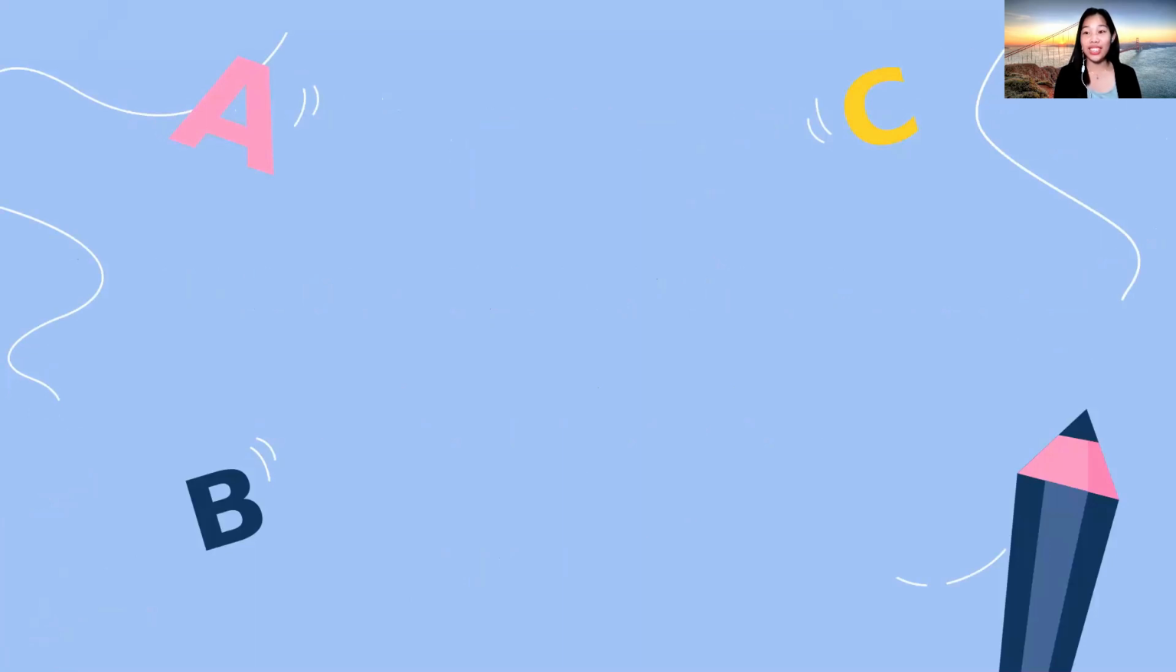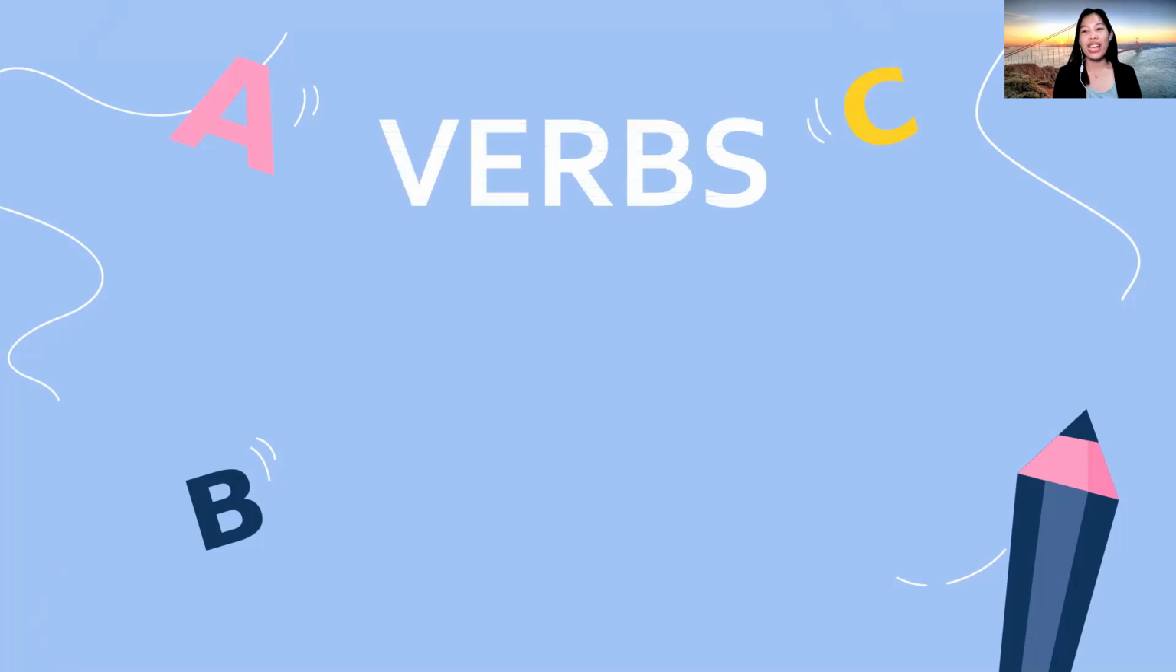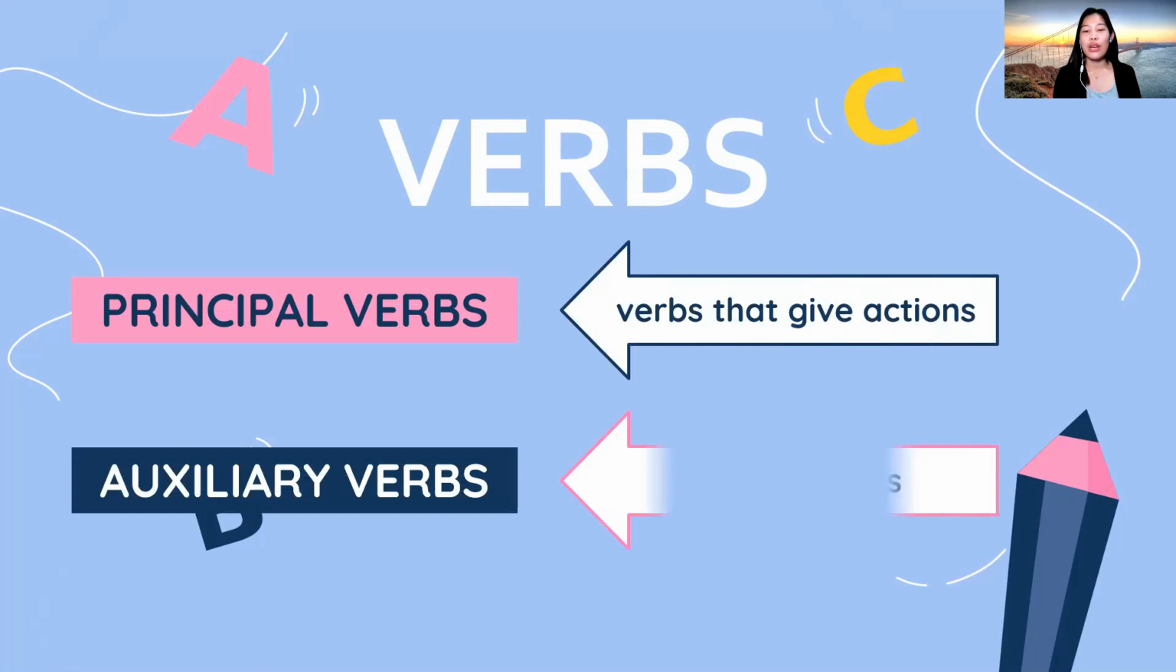Today, we talked about verbs. Actually, again, just like what I told you earlier, this one is the second part of our discussion under this topic. But today, we emphasized principal verbs and auxiliary verbs. When we say principal verbs, they are the main word. They give actions. And the auxiliary verbs, they help the verb. They come with the principal verb.